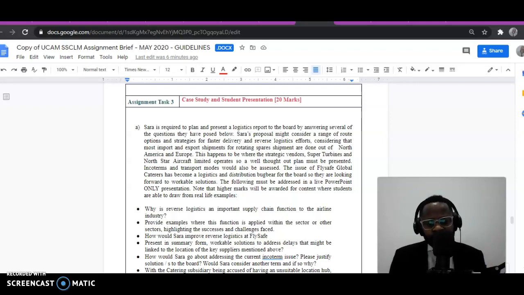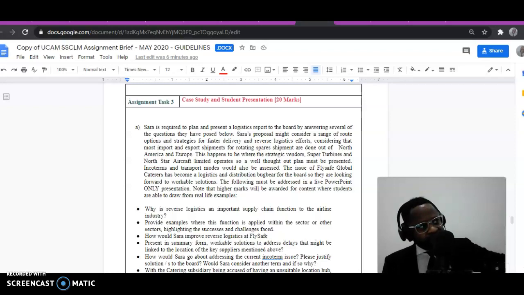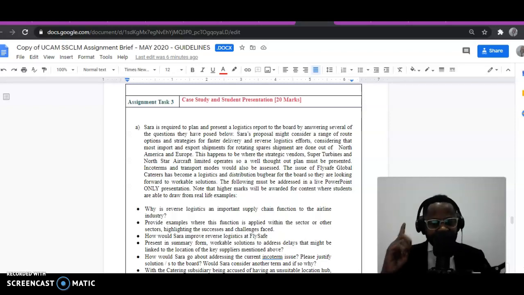So how to improve reverse logistics at FlySafe? You all need to come up with ideas. Come up with some innovative options to reduce that lead time, all right? To reduce that lead time between getting these spares out of the Middle East to Europe and getting them back in, right? Think about it. Present in summary form workable solutions to address delays that might be linked to the location of the key suppliers mentioned above. Yeah, you should do that as well.